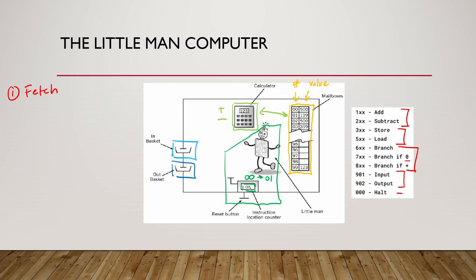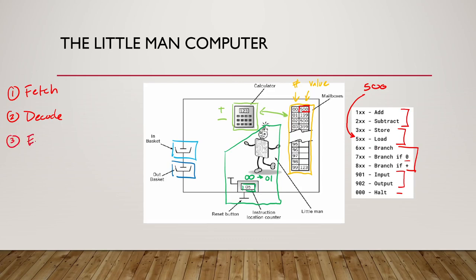The very first thing that happens when this little man computer is turned on is the instruction counter here is numbered at 0, so the little man computer will get the value that's in the 0 mailbox. They'll look at it and they will decode that instruction. That decode means look at that first number and figure out which of these instructions we're trying to execute. In this case, the value is 500. So this would be a load instruction.